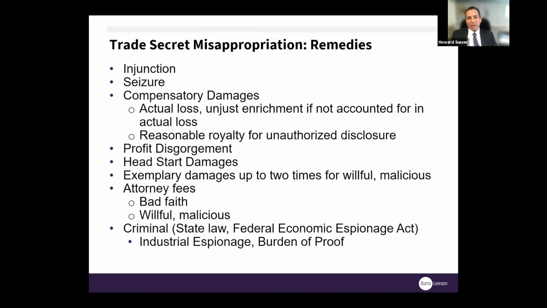So for trade secret cases, you have the full gamut of injunctive relief available. You can go in for ex parte TRO, seizure orders, a preliminary injunction, and you certainly can get a final permanent injunction at the end of the case. You can get compensatory damages for your actual loss, or the unjust enrichment of the other party from using your trade secret or confidential information.